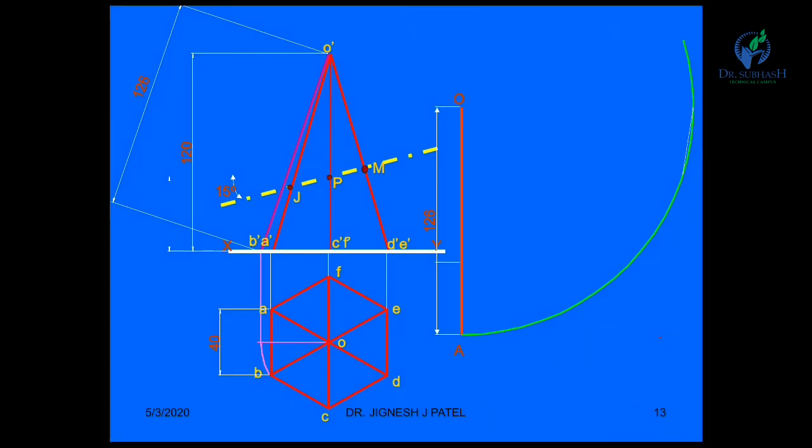Now on this circle draw one arc with radius equal to 40 mm and mark the point B. Similarly mark the points C, D, E, F. Now from here mark the point C and complete the triangle, mark the point D and complete the triangle, mark the point E and complete the triangle, then F, and finally A. All the points are at a distance of 40 mm from each other.